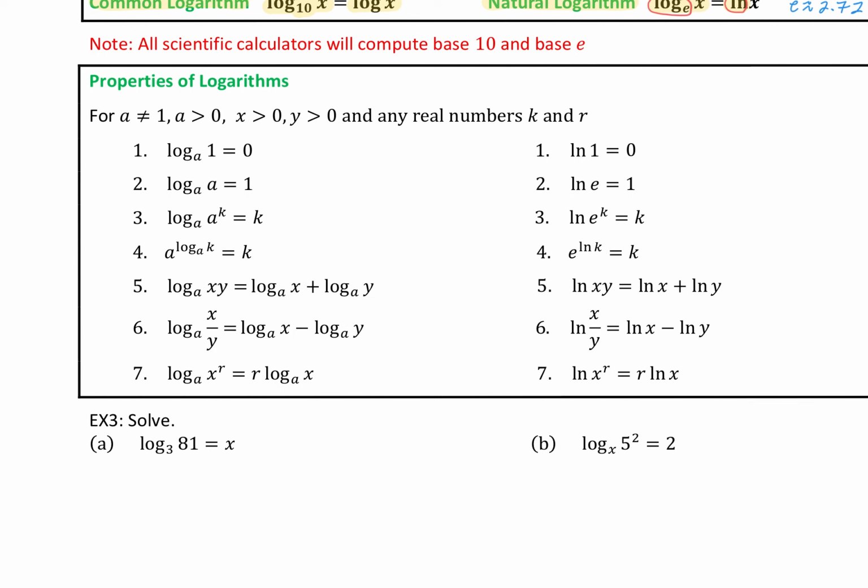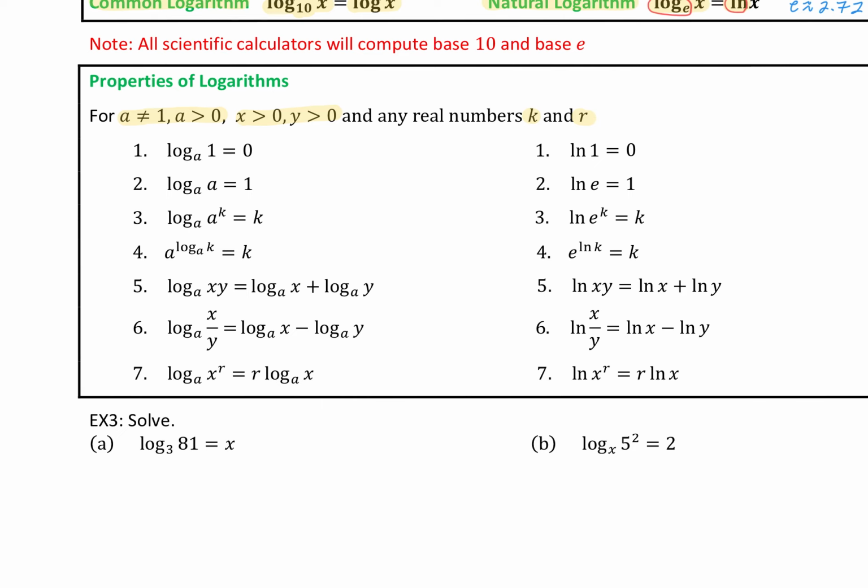So don't forget for the final to write some of these guys down. So let's say that we have all of these conditions. We have some base a that's not equal to 1, and it's positive. And let's just look at positive x and y values. And then we'll look at real numbers. So these could be negative and 0, k and r. So they're just going to be any real numbers.